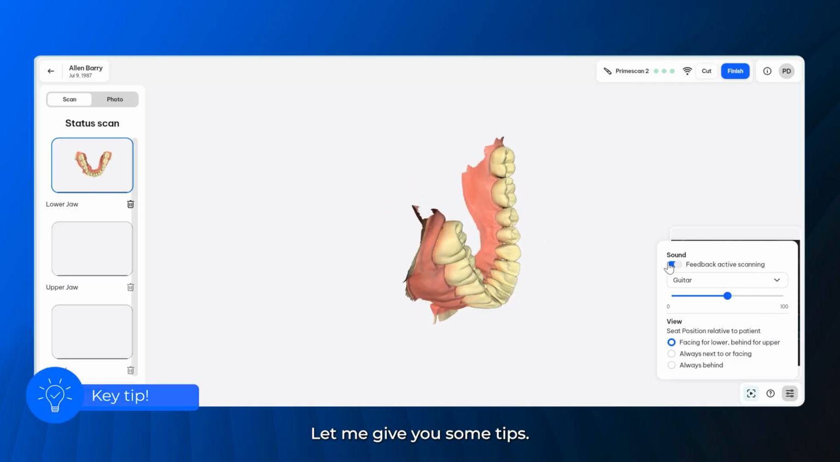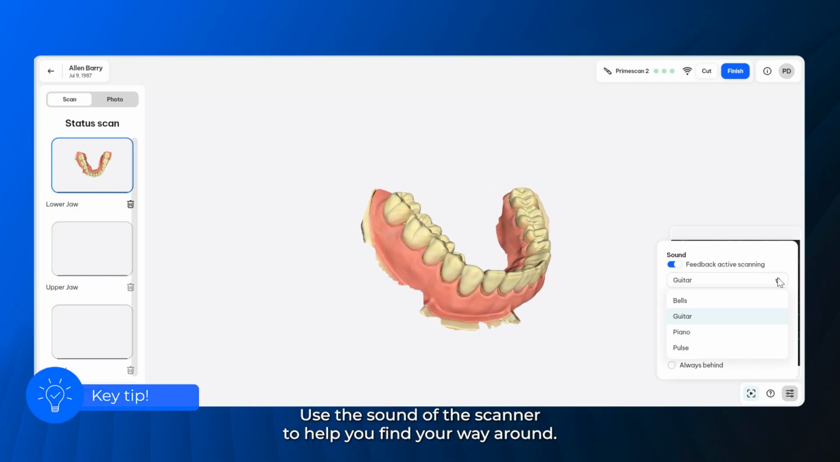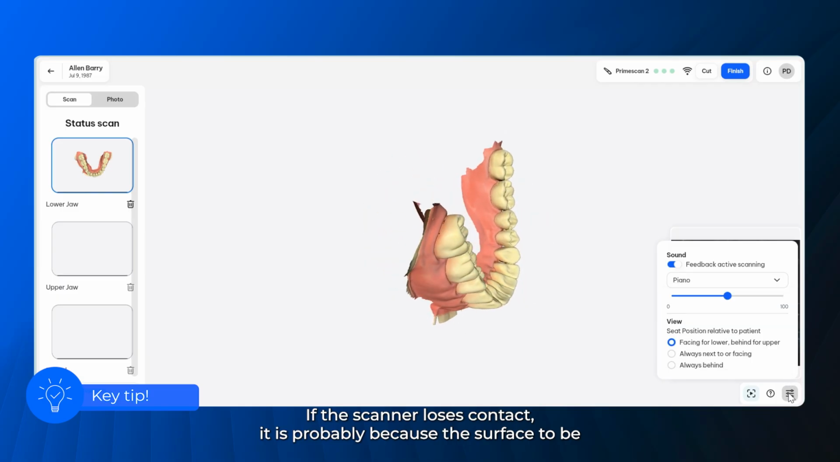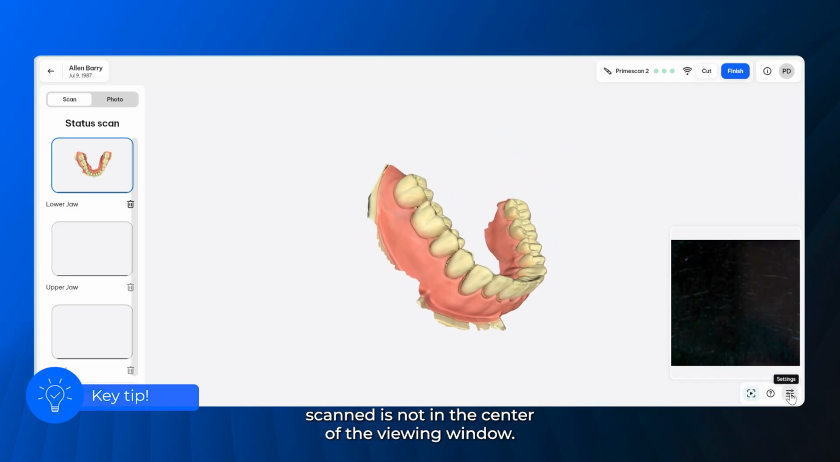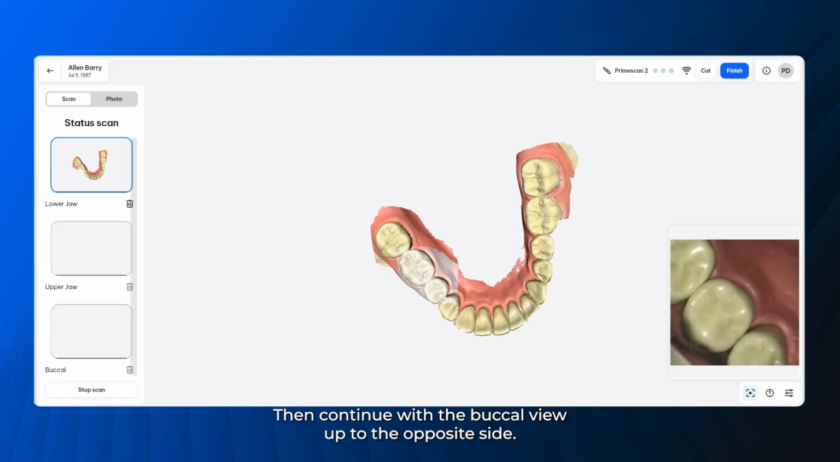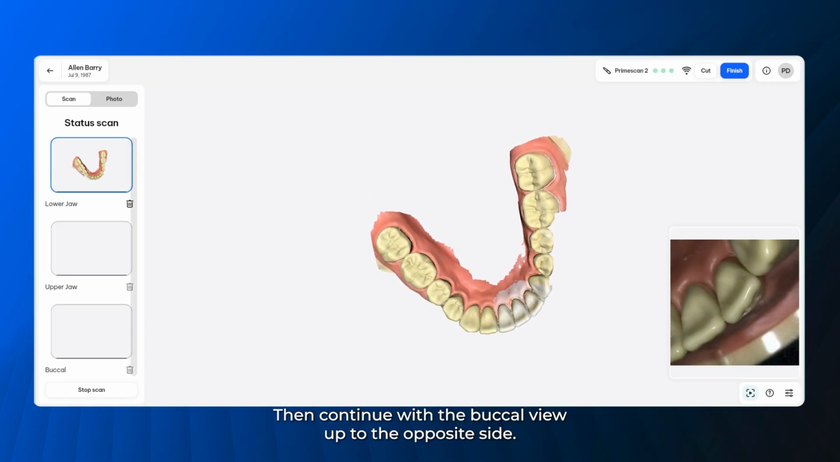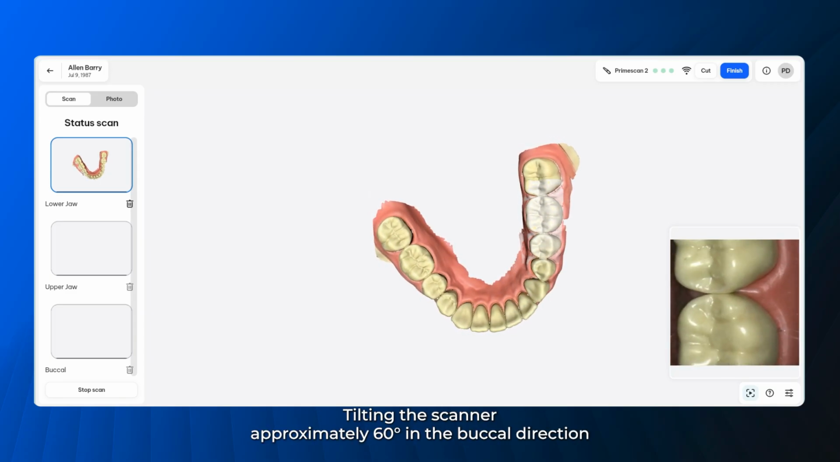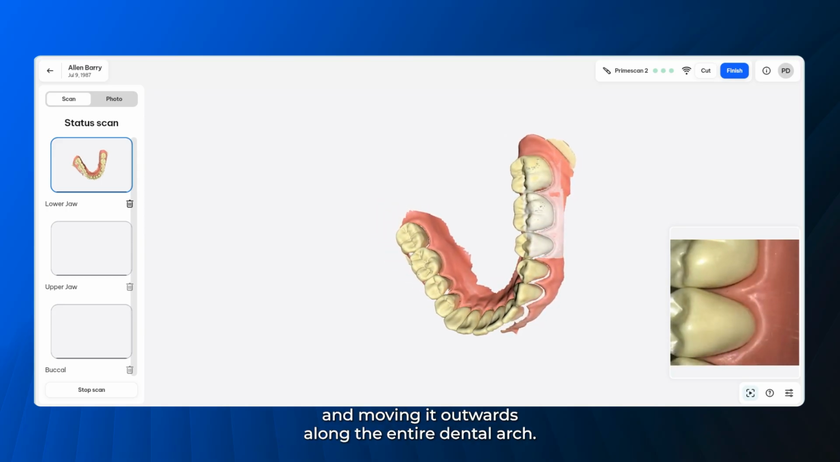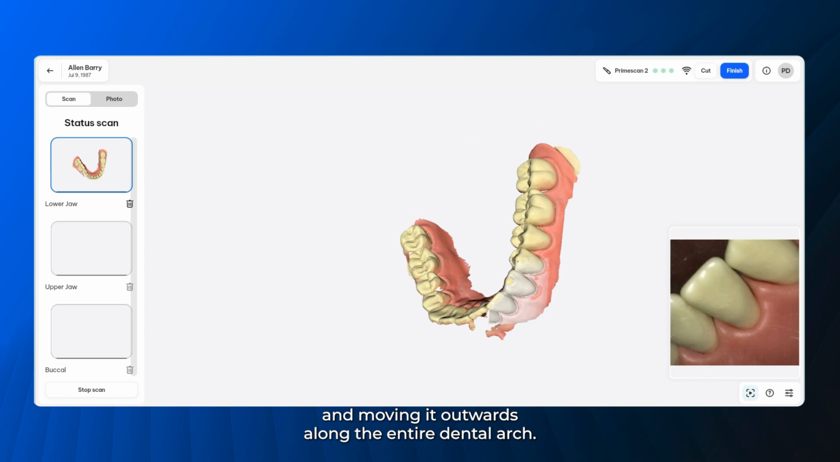Let me give you some tips. Use the sound of the scanner to help you find your way around. If the scanner loses contact, it is probably because the surface to be scanned is not in the center of the viewing window. Then continue with the buccal view up to the opposite side, tilting the scanner approximately 60 degrees in the buccal direction and moving it outwards along the entire dental arc.